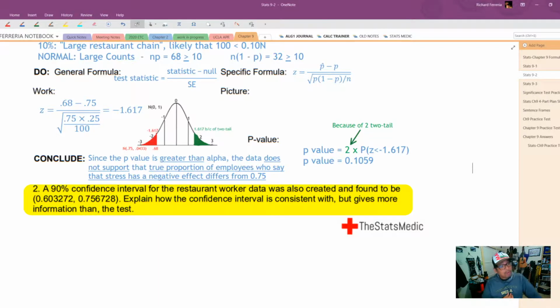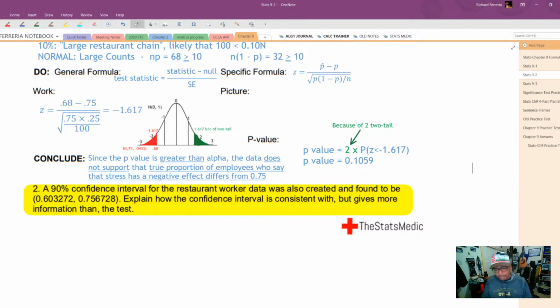Okay, well, the one thing I want to notice first is the significance level was 0.1 and the confidence level is 0.9. So when the confidence level and the alpha level add up to 1, that means they're going to be consistent with each other, for the two-tail test, I should say. The two-tail test alpha is 0.1, and the confidence interval is 0.9. That means that the two-tail test and the confidence interval are complements of each other.